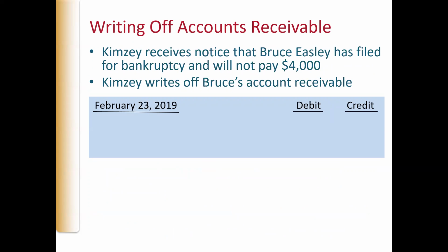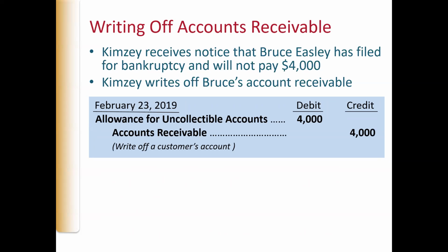Okay. Kimsey receives notice that Bruce Easley has filed for bankruptcy and will not pay the $4,000. Kimsey writes off Bruce's accounts receivable. Now he does that by debiting the allowance for the uncollectible accounts and crediting his particular account, so that his particular account is zeroed out, and we offset it by debiting that allowance for uncollectibles.